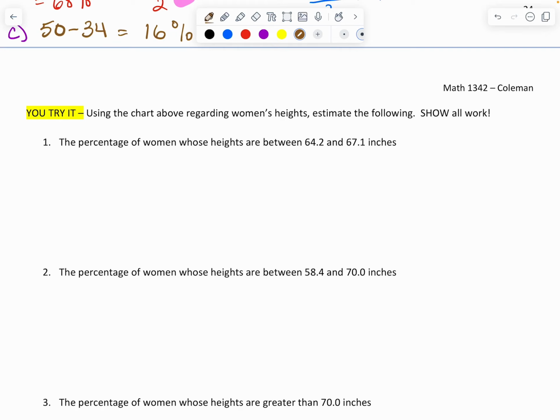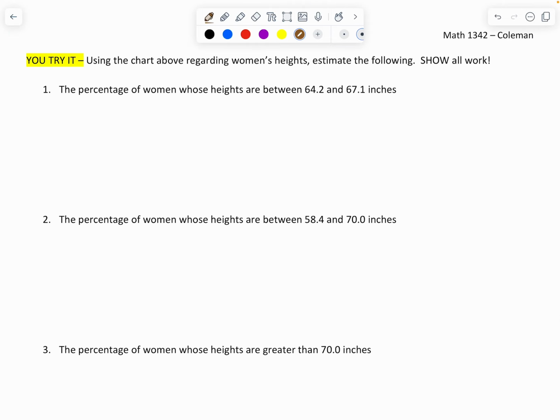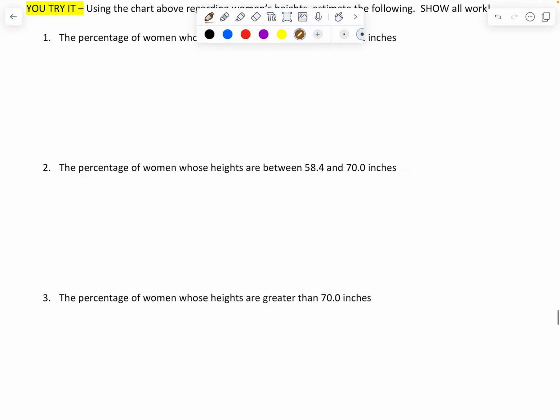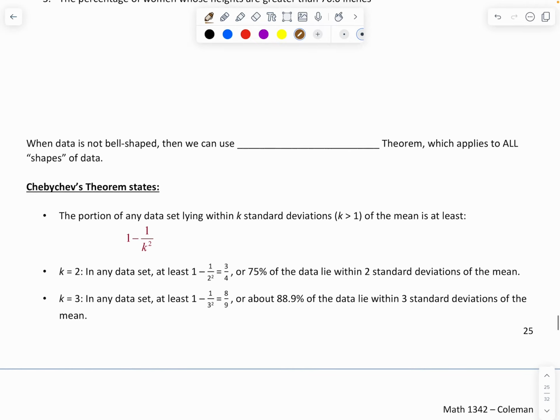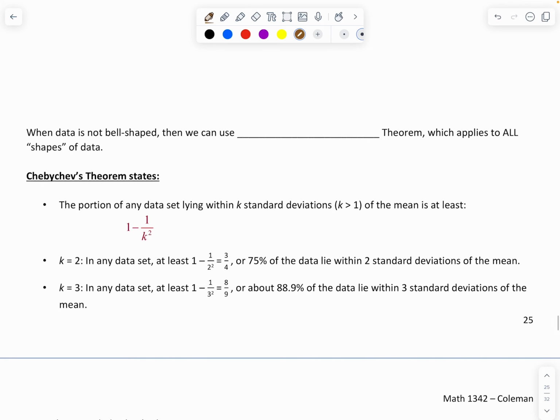Again, this is new to most of you, so this is where your practice really has to happen. You really have to practice through this. So here's some more. Using that same chart, find these 3 examples.